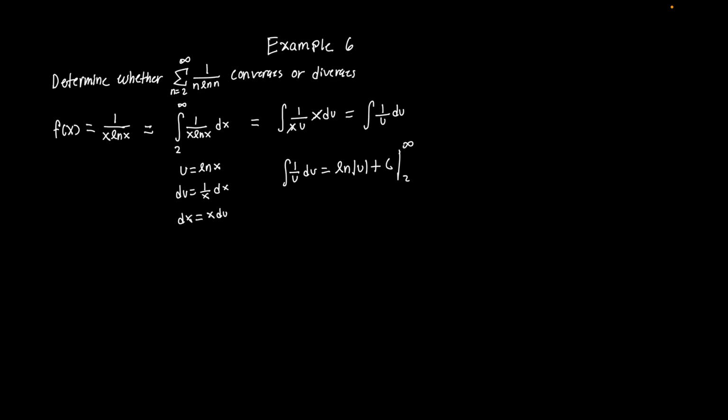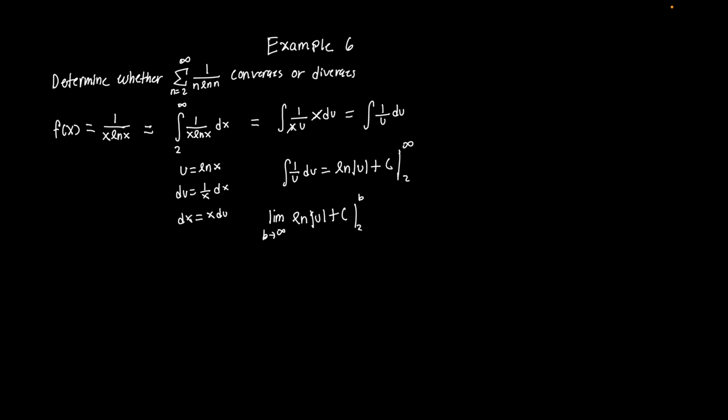Oh yeah, I'm sorry, I'm getting ahead of myself again. We also need to replace the infinity with a limit, so this is also the limit as b approaches infinity of natural log of u plus c, from 2 to b. Remember, when you have an improper integral, you replace the infinity with a b, and then you just write the limit. So now we can finally plug it in, since I'm not ahead of myself this time.